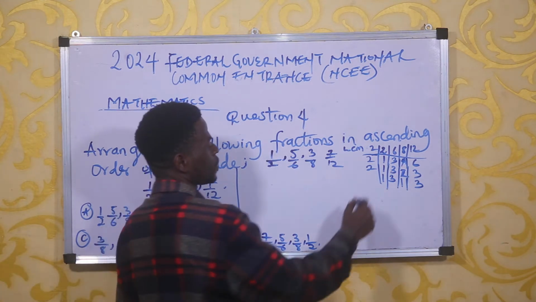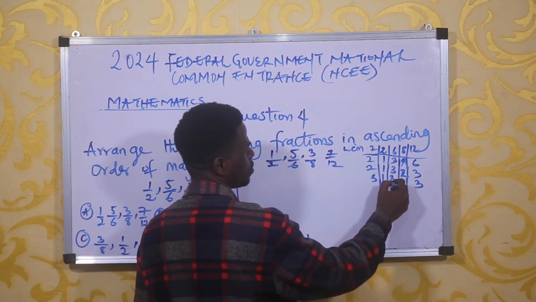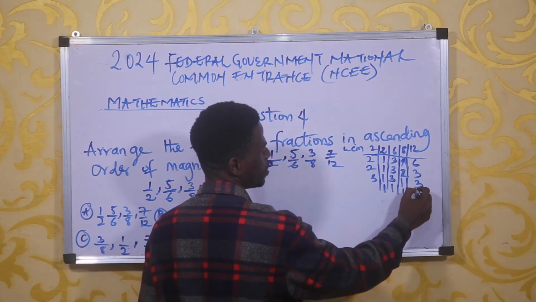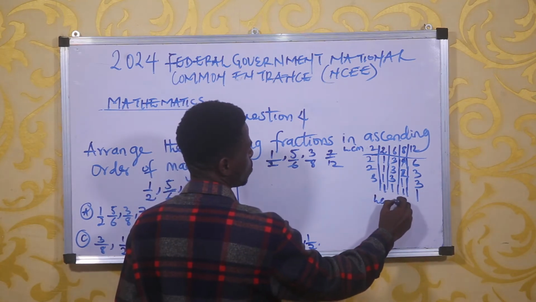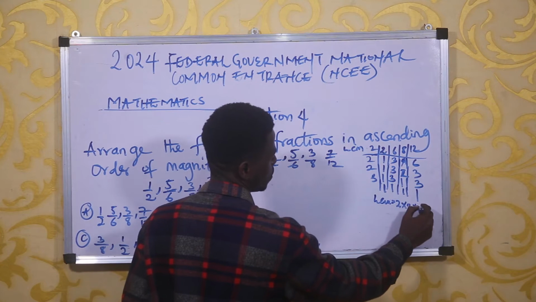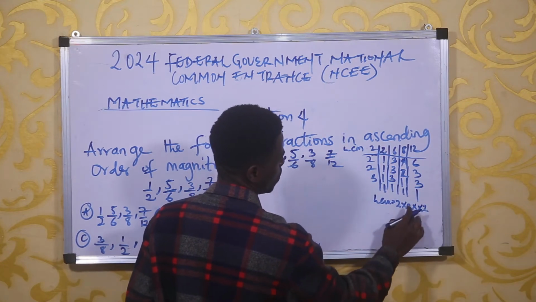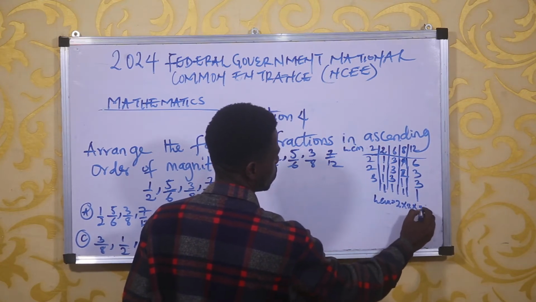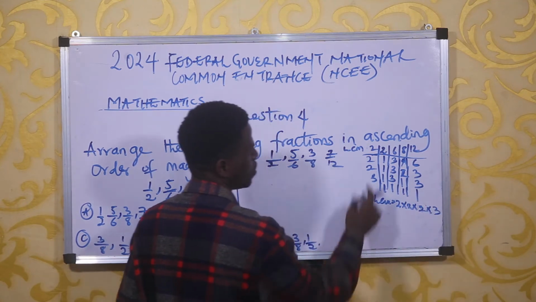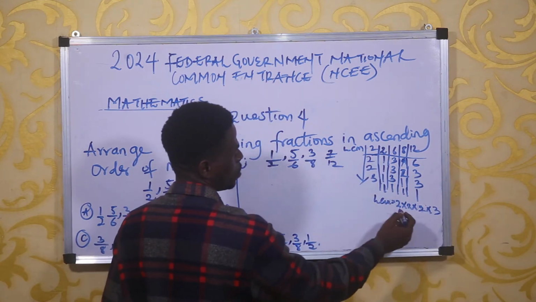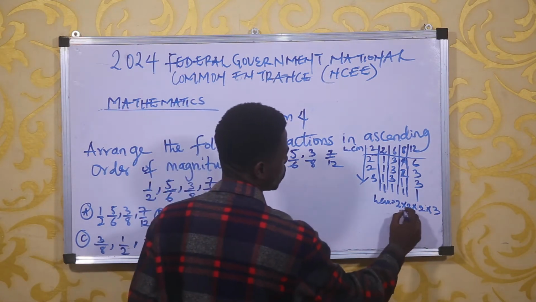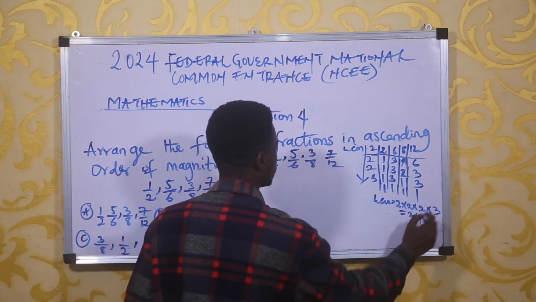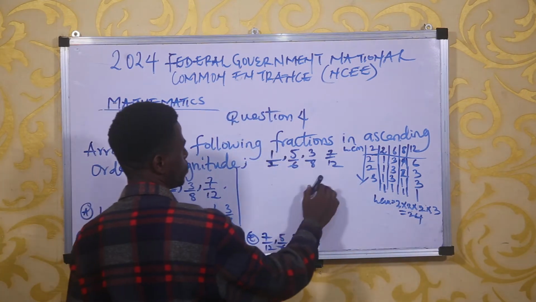Take note of that. 3 in 3 is 1, 3 in 1 is 1, and 3 in 3 is 1. So in this place now, we have the final LCM. That's 2 times 2 times 2 times 3. 2 times 2 is 4, 4 times 2 is 8, and 8 times 3 gives us 24. So in this place we have 24.